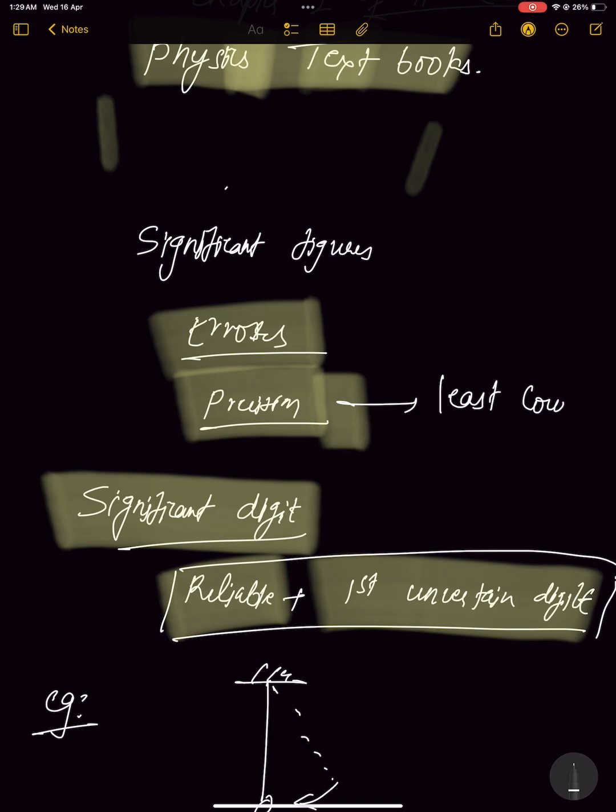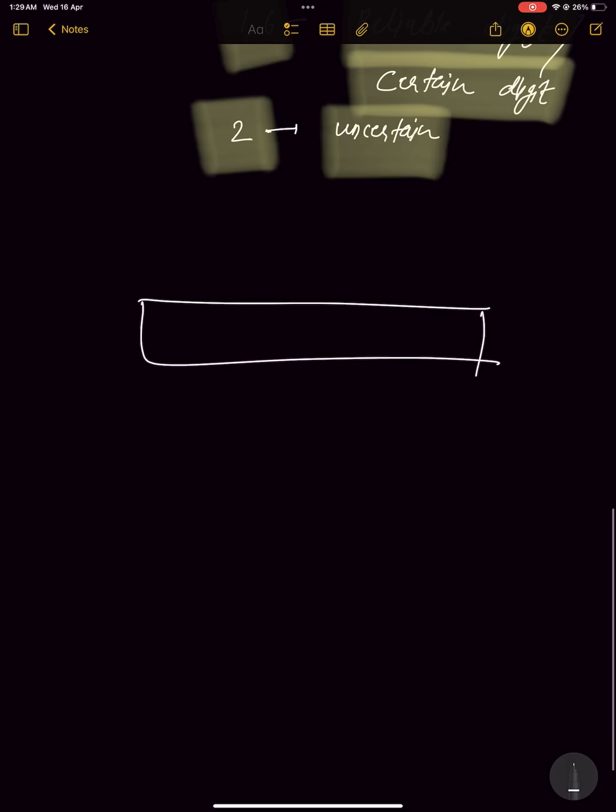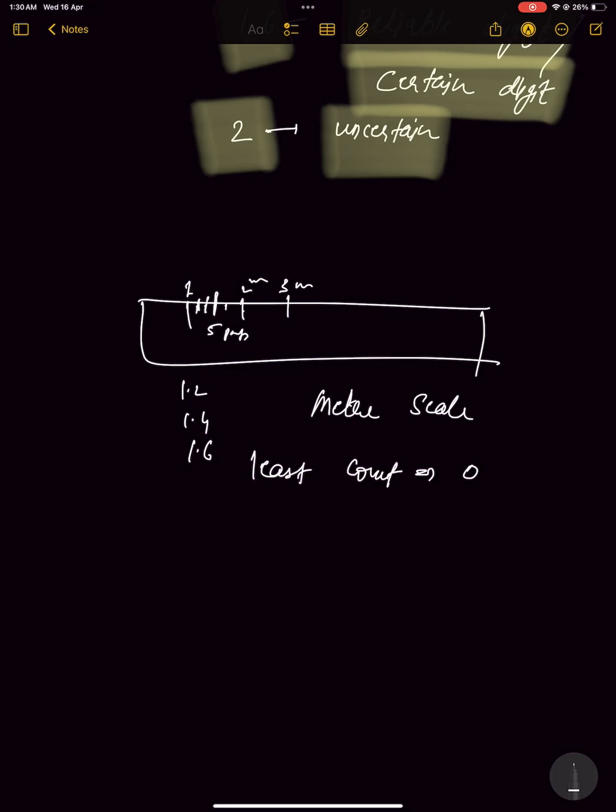So something called least count, right? So what is least count? So let's say a meter scale, right? So there is a meter scale. Let's say this is 1, this is 2, this is 3. So this is in meter, okay? And in between, let's say 1, 2, 3, 4, and 5th part. Okay, so there are 5 parts, right? So this will be 1.2, this will be 1.4, this will be 1.6, likewise. So its least count will be 0.2, right? So least count is the smallest value which can be measured by a measuring instrument, right?